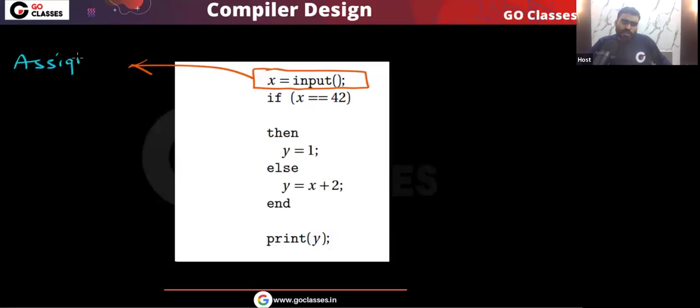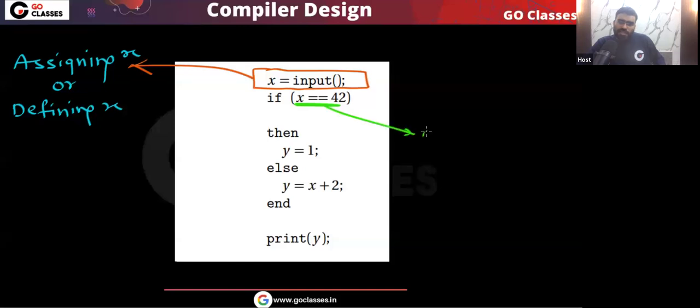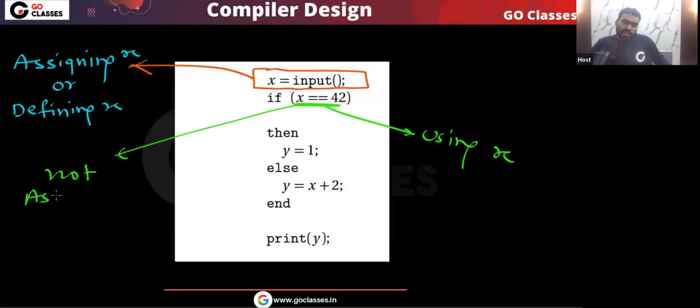What are you doing here? Here you are assigning x. That is the same as defining x. Both are the same. So you are defining x. What about this instruction? Here you are using x. Yes or no? We are not defining, we are not assigning x. Here we are using x.